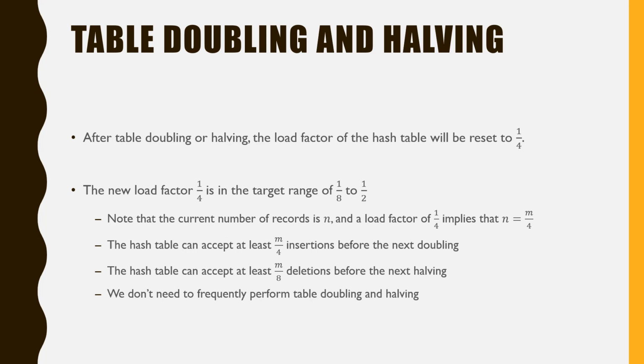Denote the current hash table size as m. The hash table can accept at least m/4 insertions without doubling. Similarly, the table can also accept at least m/8 deletions without halving. As a result, we can see that table doubling and halving do not need to be performed frequently. We will come back to this conclusion later in this video.